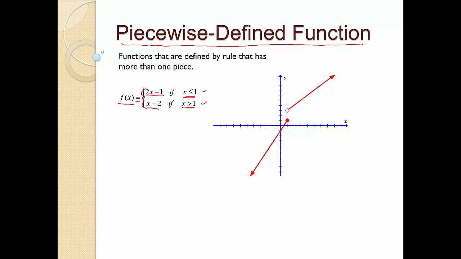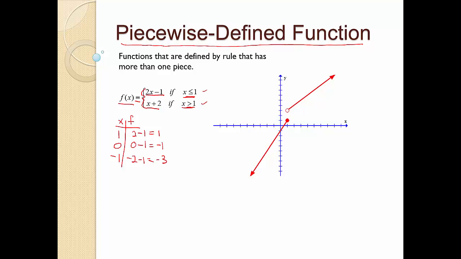Okay, so let's have a look. x is less than or equal to 1. So if x is 1, then you stick 1 in here, you get 2 minus 1 equals 1. If x is 0, you get 0 minus 1 equals minus 1, right? If x is minus 1, you get minus 2 minus 1 equals minus 3.